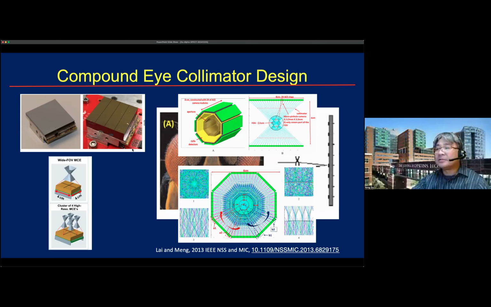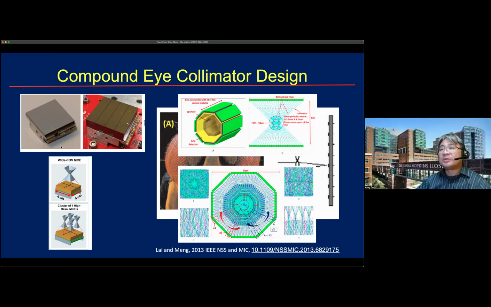So with that, they built what we call the AlphaSPECT Mini system for small animal imaging. It basically has 6 panels of detectors, and each individual detector is 2 by 2 centimeters, with 4 detectors tiled together, and has the multiple-pinhole compound eye collimator design. And it's showing you some example images.